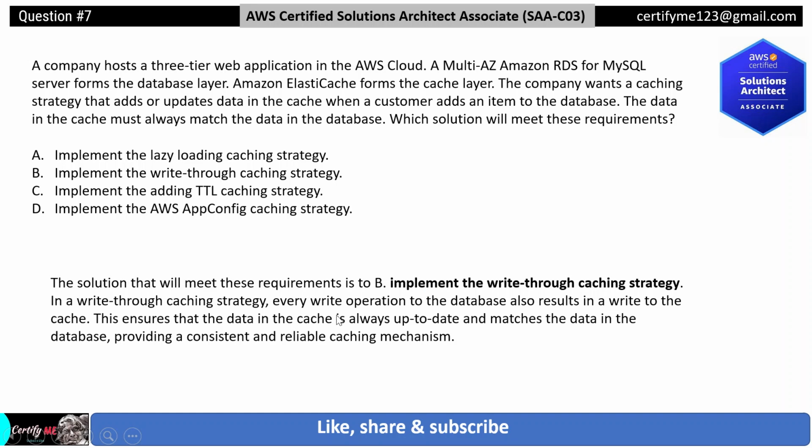So the correct answer is option B. Implement the write through caching strategy. In a write-through caching strategy, every write operation to the database also results in a write to the cache. This ensures that the data in the cache is always up to date and matches the data in the database, providing a consistent and reliable caching mechanism.